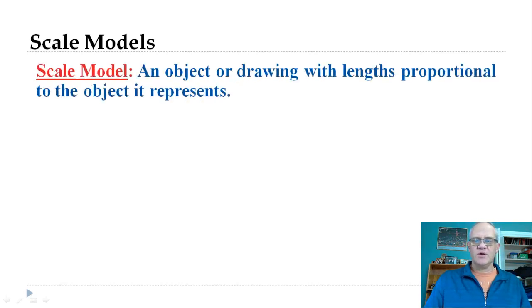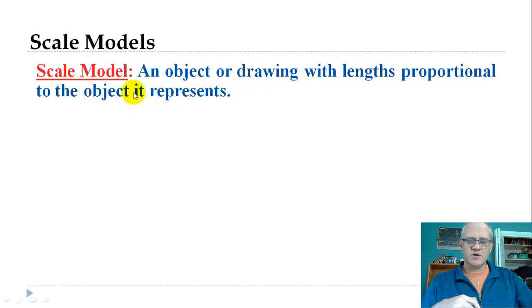What's a scale model? It's an object or a drawing with lengths that are proportional to the object it represents. So what this might be is a map. For example, a map. If you've ever looked at a map, I know these days you don't get out the paper maps. You get on your iPhone and look at it. But it's the same idea that the map, obviously you can't see in real time, if it's miles. You can't have a map that big, so you have to have a small map that shows you how to get from one place to the other, and they do that using a scale model.